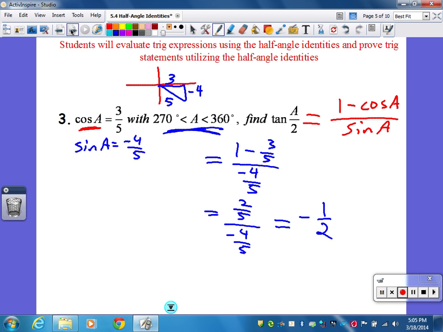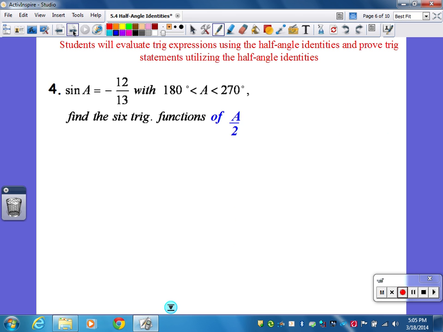Awesome, let's keep going. Okay, next question, number 4. Got a lot going on in this one. So we have to find 6 trig functions of A over 2. Well, right away I'm thinking to myself, geez, this is going to be a lot. So give yourself some space here. I'm going to start over here on the side.